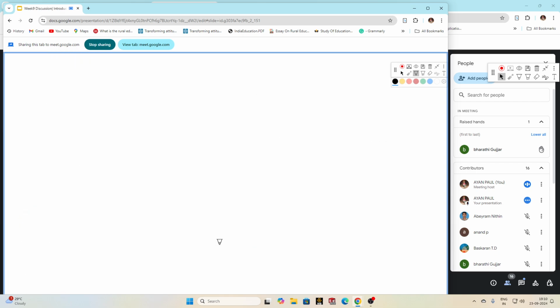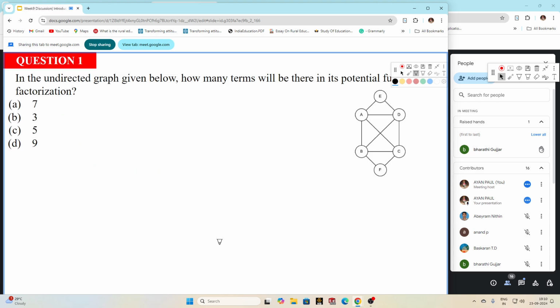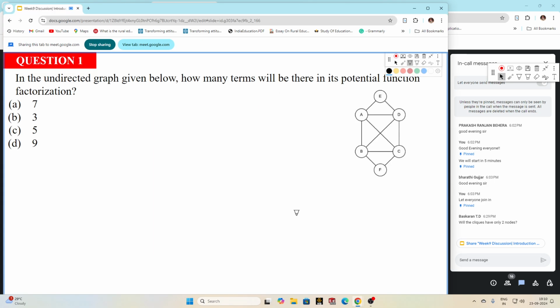Okay, so now we will move on to the topics on which the weeknight assignment questions are based. First is the undirected graphical model, the Markov model, and then the propagation network. So this is the first question: in the undirected graph given below, how many terms will there be in its potential function factorization? Option A is 7, option B 3, option C 5, and option D 9. Any guesses? Nayan: 9. Okay.